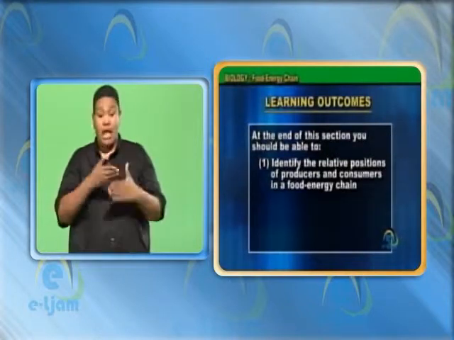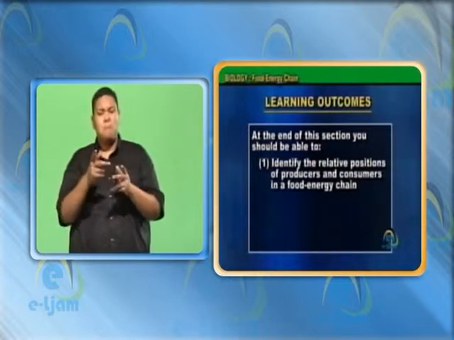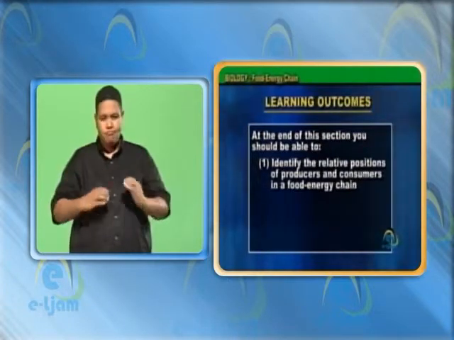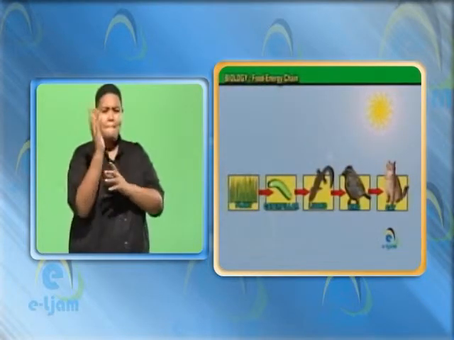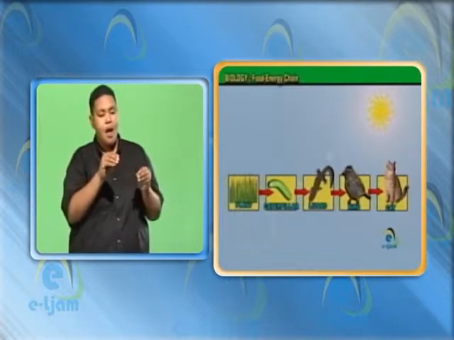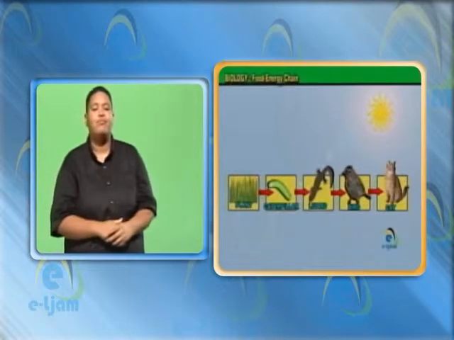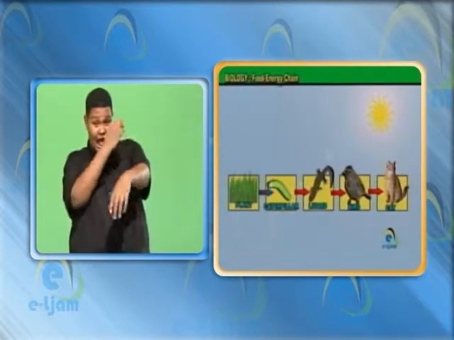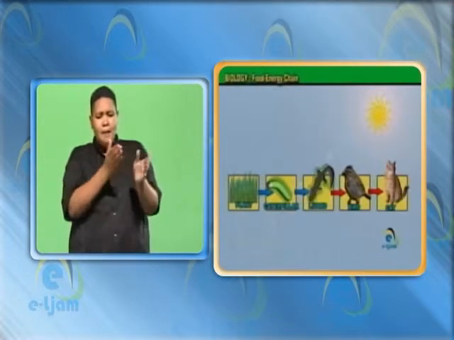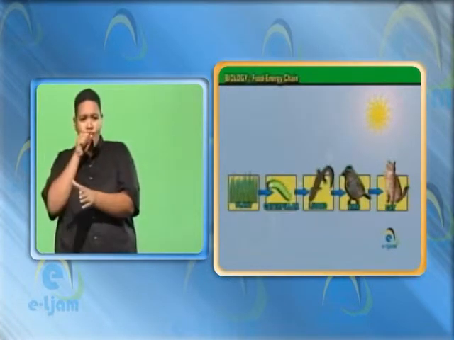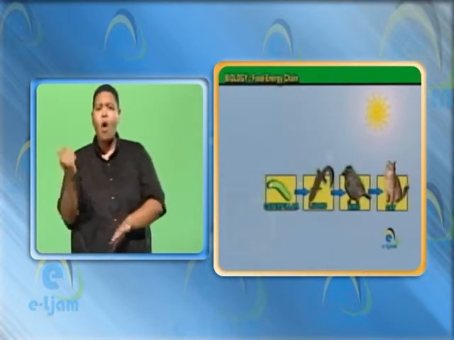At the end of this section, you should be able to identify the relative positions of producers and consumers in a food chain. Let us look at how energy trapped by plants is utilized by other living things and moves from one organism to another. Do you see that the energy in the plant is being incorporated into the caterpillar? And this energy moves up the chain to lizard, bird, and cat? Do you realize that if the plant dies, then the rest of the food energy chain dies?